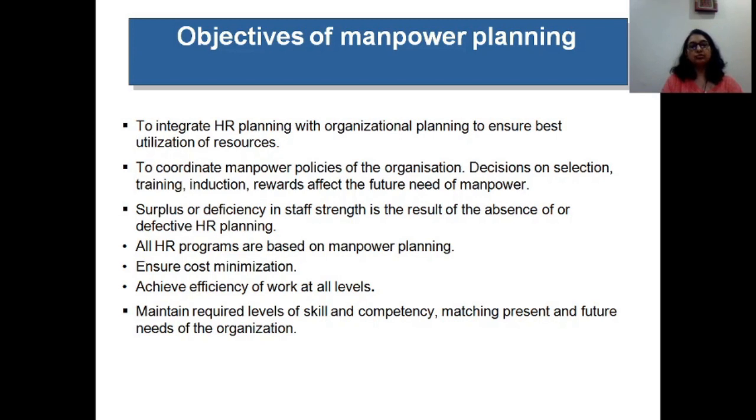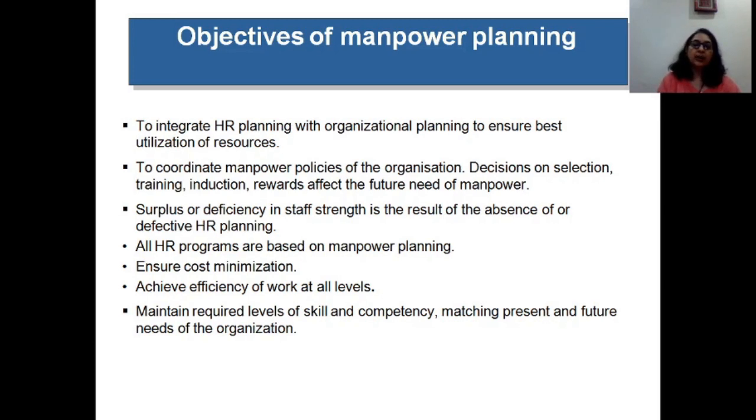Secondly, it has to ensure that there is coordination between the different manpower policies of different functions. And thirdly, surplus or deficiency in staff strength is the result of inadequate human resource planning. So HR planning is again needed to avoid surplus or shortage of staff.